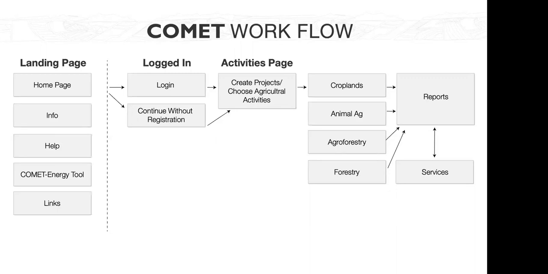Once you're logged in, we have the activities that you select and the projects that you create. We have a number of demo projects as well to walk any user through, any first-time users or users who want to walk through a demo. You can select that from the activities page. And then there are all the activities that you can run scenarios on: any combination of croplands, animal agriculture, agroforestry, and forestry. Once you go through the workflow, it will take you to a reports page that can either be a combined reports page with each module broken out, or just whatever modules you selected, and you'll see a corresponding report with charts and graphics as well.